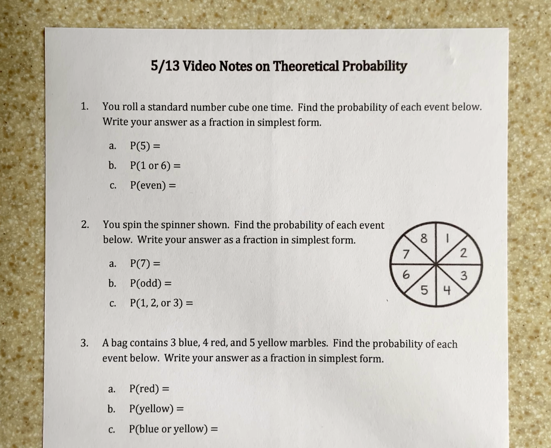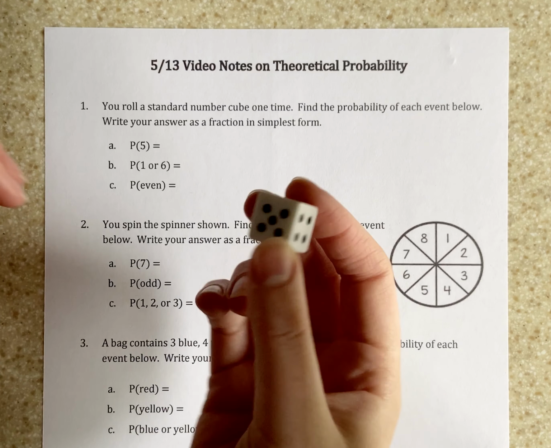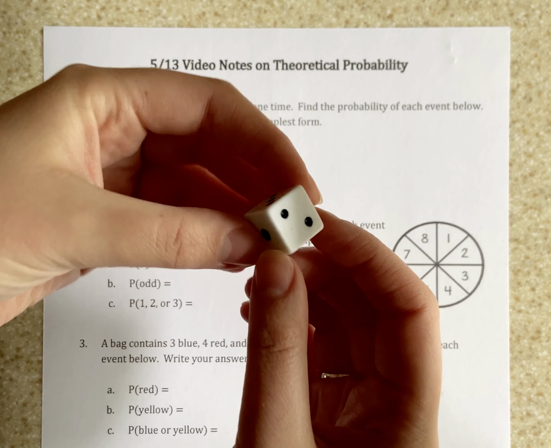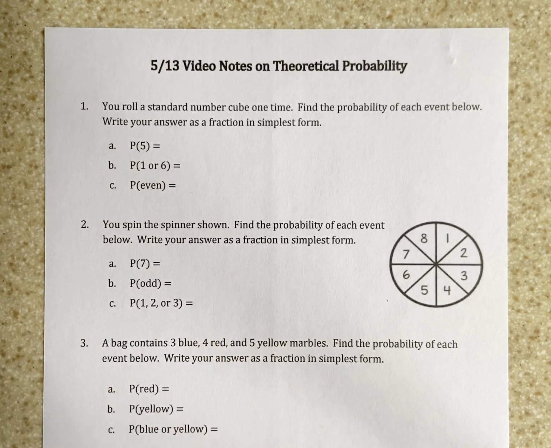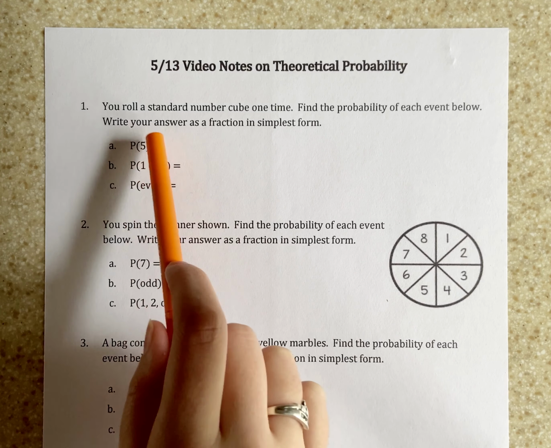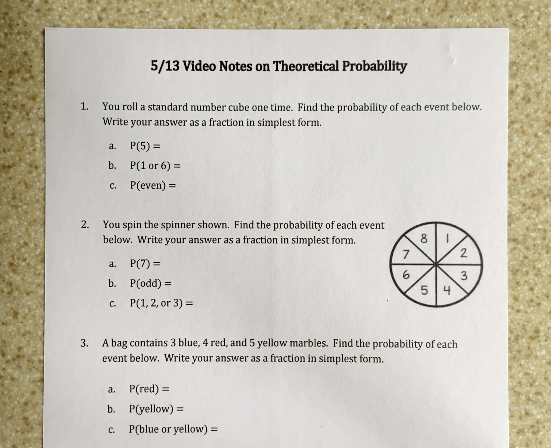All right, today we're talking about theoretical probability. Starting with number 1, you roll a standard number cube. That's a die. Looks like this. It has sides 1, 2, 3, 4, 5, and 6. That means they want me to find the probability of each event below. Write your answer as a fraction in simplest form.